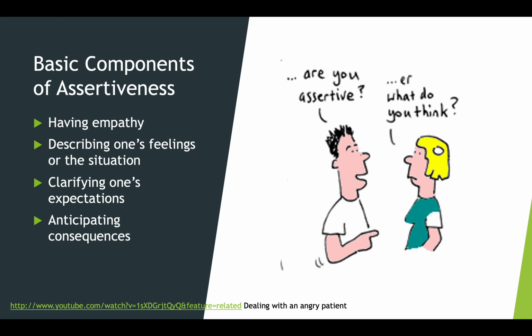Basic components of assertiveness. Assertiveness is something that's very hard to do, but it's a very good skill to have. So, basic components are having empathy, we just talked about that, describing one's feelings or the situation, clarifying your expectations, and anticipating consequences. So, the point is that you can speak to somebody about a situation, not be yelling, not be scared, not be upset, and just have a conversation. Here's a video, too, of dealing with an angry patient that's pretty good. It shows you both the right way and the wrong way.